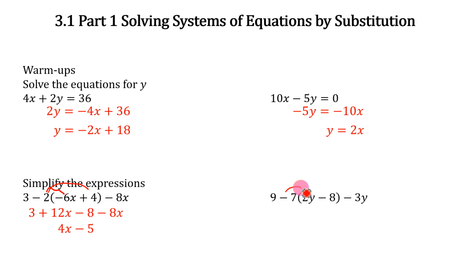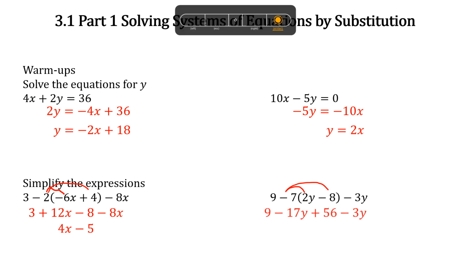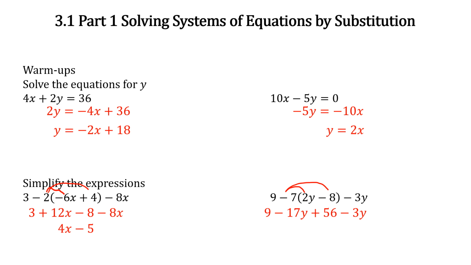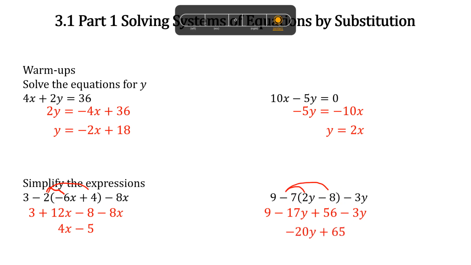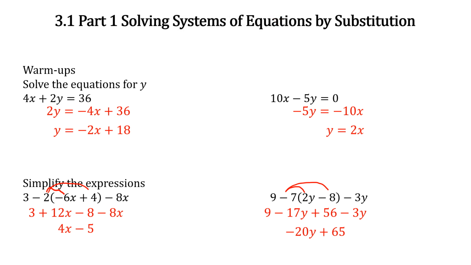Same thing here. We're going to get negative 14y and positive 56. Can never remember what 7 times 8 is. Combine our like terms there. Negative 17y minus 3y is negative 20y. And then 9 plus 56 is 65.